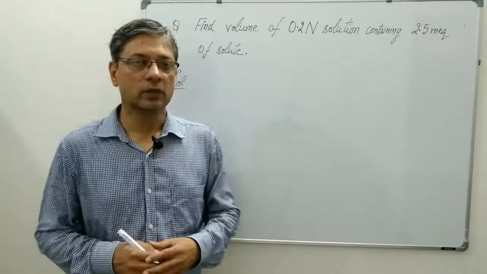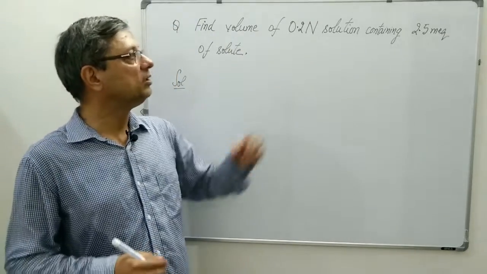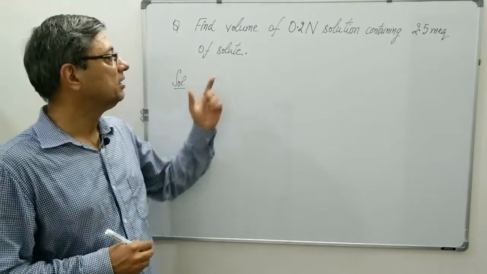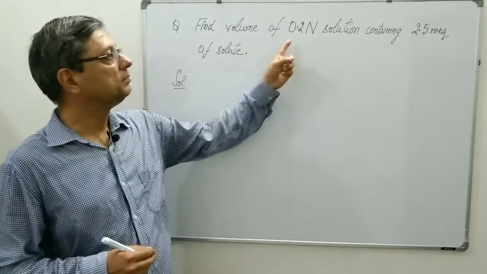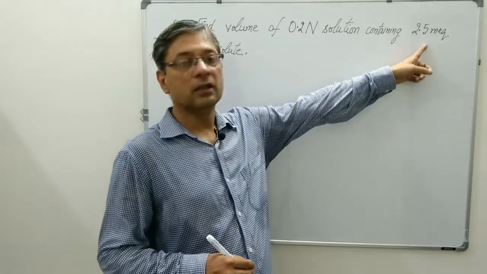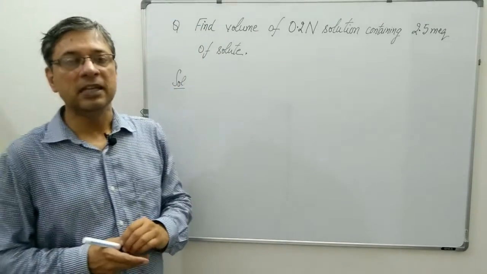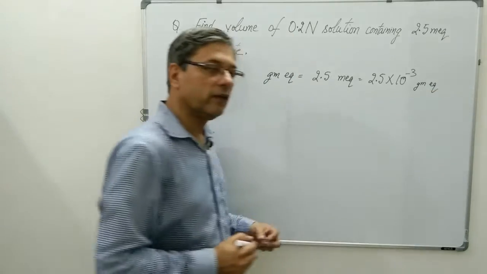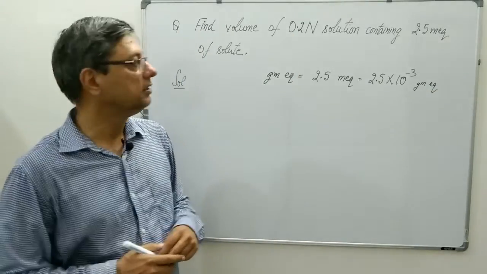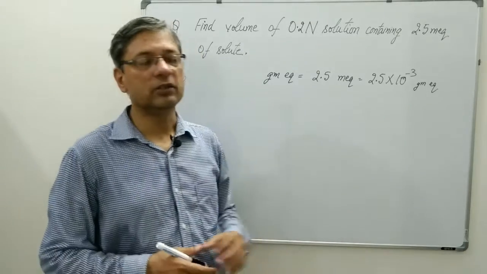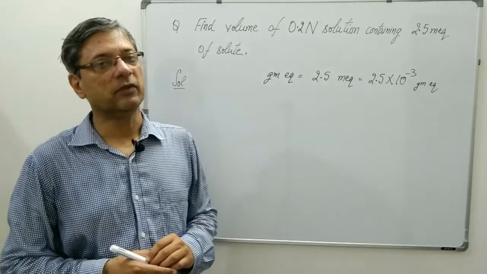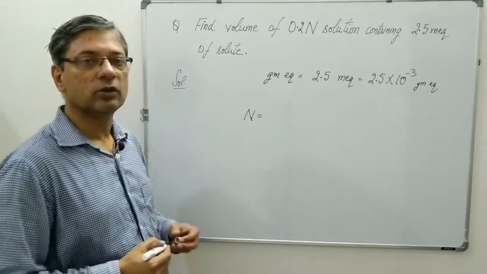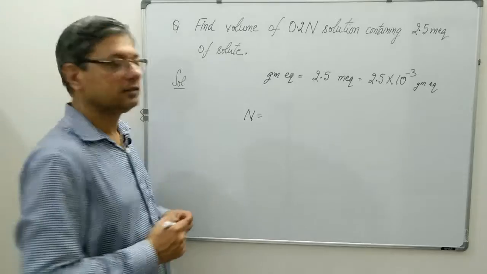Next question. Question says: find volume of 0.2 normality solution containing 2.5 milli-equivalent of solute. We are given normality, and we are given gram equivalents. Here it is in milli-equivalents. We will first convert it into equivalents. Since 1 equivalent is equal to 1000 milli-equivalents, therefore gram equivalents will be 2.5 into 10 to the power minus 3 gram equivalent. Let us check the formula of normality. Normality formula is gram equivalent of solute upon volume of solution in liters.